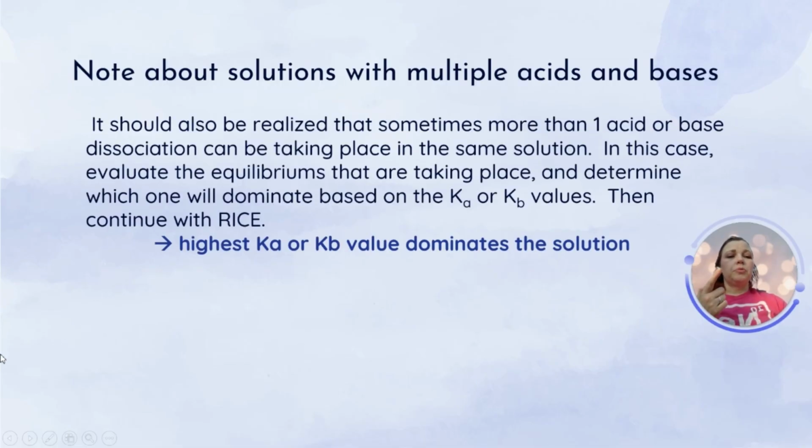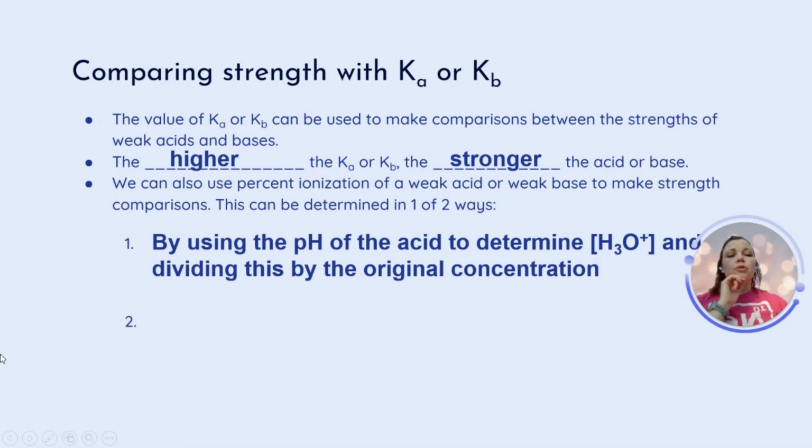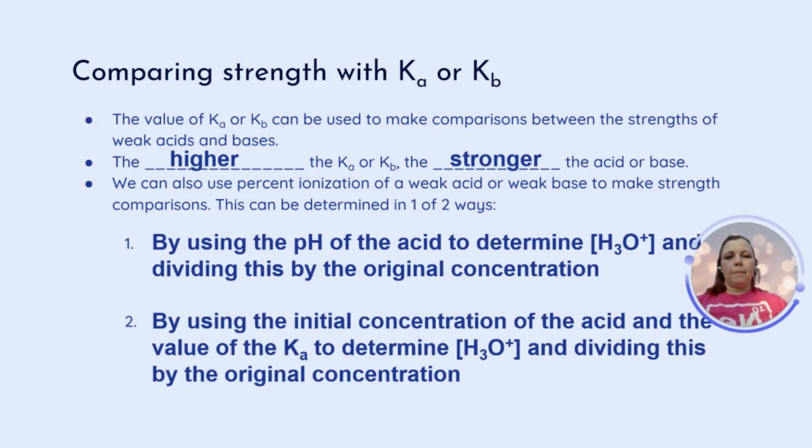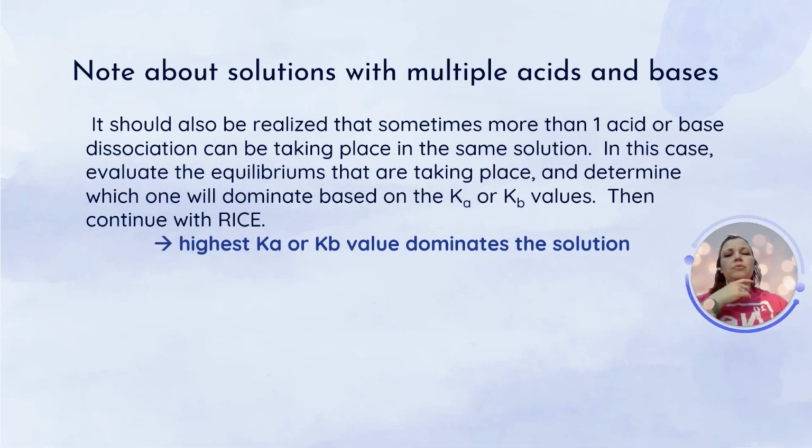Note about solutions with multiple acids and bases. Sometimes you have more than one acid or base dissociation that can be taking place in the same solution. If that happens, what you're going to do is evaluate the equilibria by looking at the Ka or Kb values and see which one's going to dominate. So at least, especially in AP, you're going to have a Ka or Kb that's going to be much stronger than the others. And so that will dominate.